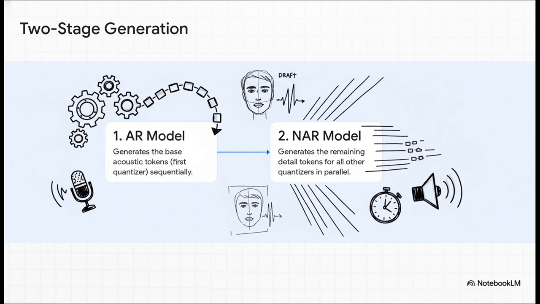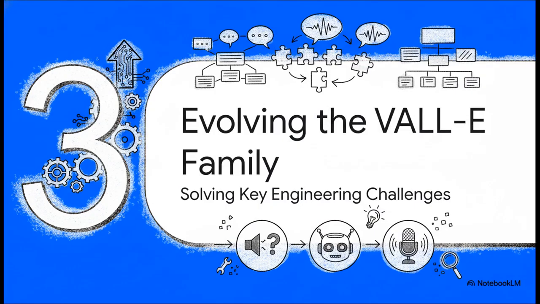It's a really elegant draft and refine pattern that gives you a nice balance between creative control and fast inference speed, a classic engineering trade-off. But of course, the first version wasn't perfect. The evolution of the VALL family is actually a fantastic case study in iterative engineering. Each new model was specifically designed to tackle the problems found in the one before it.